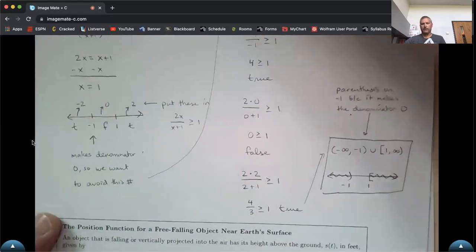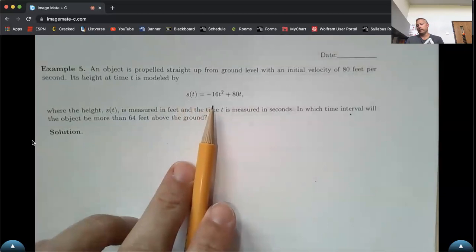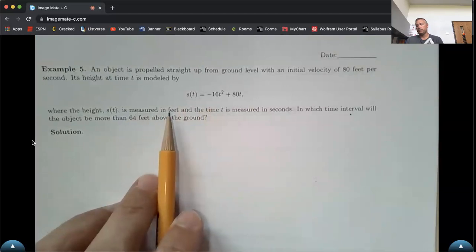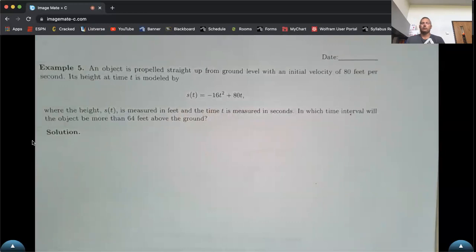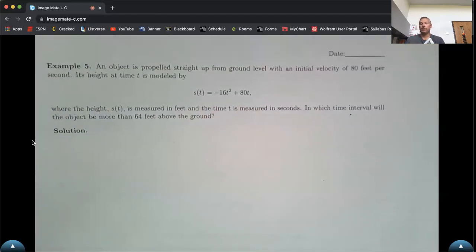The last thing we look at on this handout is an application of inequalities. In example 5, it says an object is propelled straight up from ground level with an initial velocity of 80 feet per second. Its height at time t is modeled by s of t equals -16t squared plus 80t, where the height s of t is measured in feet and the time t is measured in seconds. So in other words, if you want to know the height of the object that's been propelled, you would simply plug in t, the number of seconds since it was propelled, to this function, and the number you get from that will be the height of the object at that time.